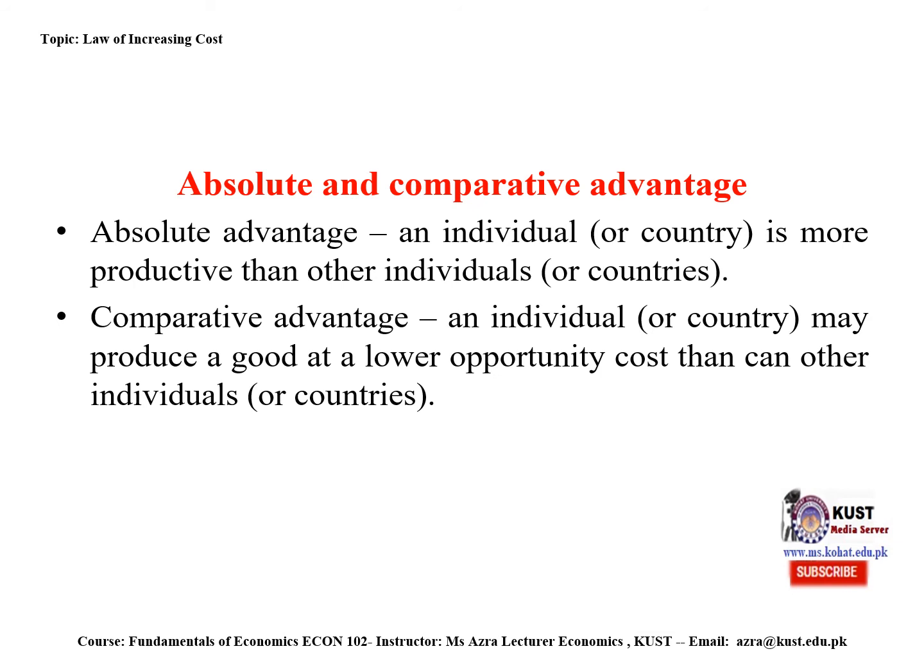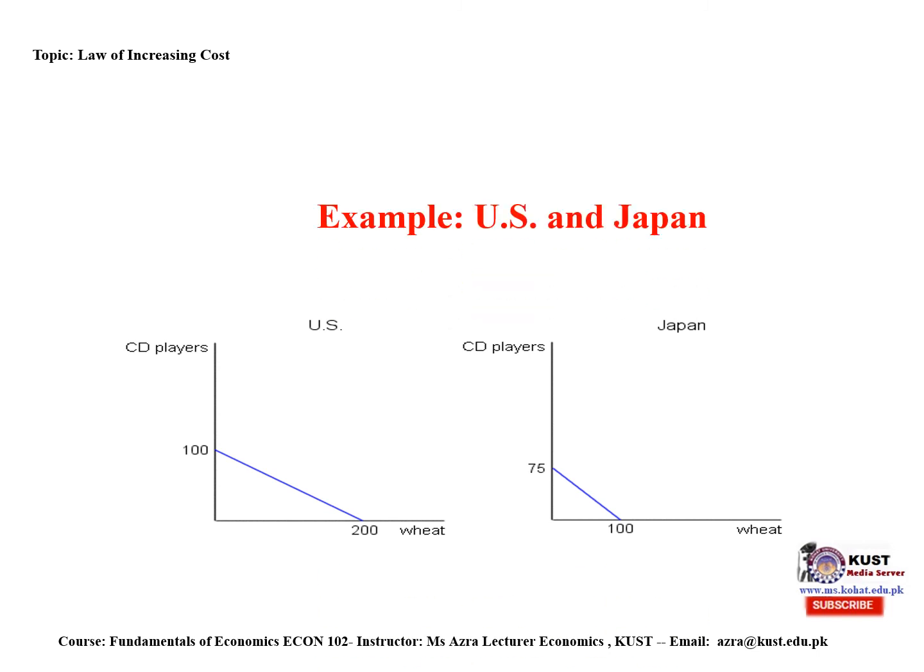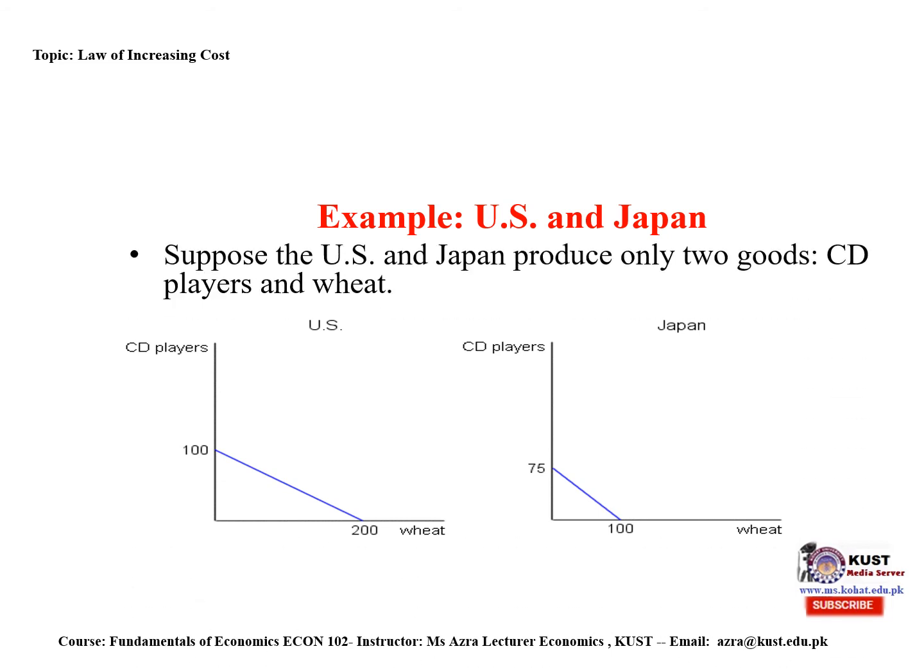Comparative advantage theory: an individual or country may produce a good at a lower opportunity cost than other individuals can. Let us take the example of two countries, US and Japan. Both US and Japan produce only two goods, CD players as well as wheat. The first diagram shows the example of the US and the second one is an example of Japan. For example, the US is going to produce 200 units of wheat and 100 CD players.